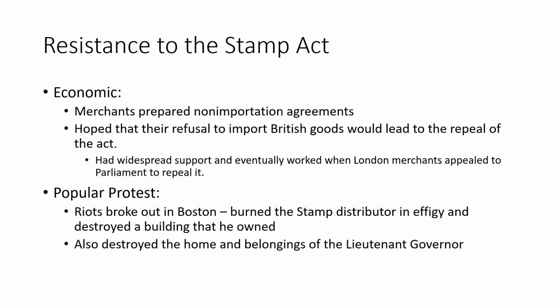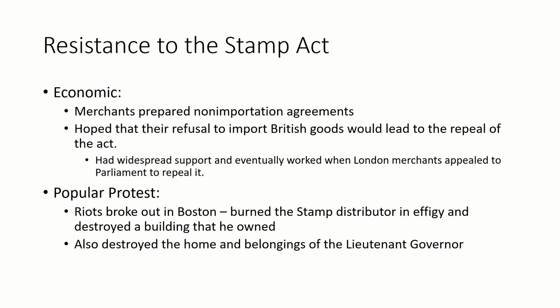The third and perhaps most crucial type of resistance was the popular protests, riots breaking out in Boston in particular. Crowds burned the appointed stamp distributor for Massachusetts, Andrew Oliver, in effigy, like a representation of him. They pulled a building he owned to the ground. Oliver resigned his position the next day, and then the following week, a crowd set upon the home of his brother-in-law, Lieutenant Governor Thomas Hutchinson, who had publicly argued for submission to the Stamp Act. Before the evening was over, much of Hutchinson's home and belongings had been destroyed.